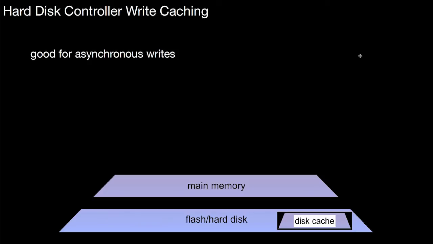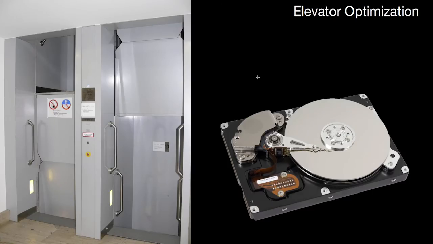So we learned about different things that this controller is doing already. The first is mapping logical block numbers to physical positions on the drive. The second is caching, be it read or write caching. And the third is reordering of requests. So this is the elevator optimization. What the hard disk controller does here is it reorders the incoming requests.